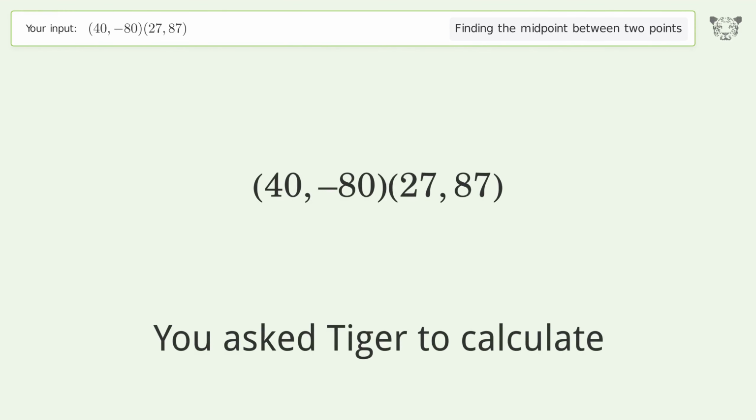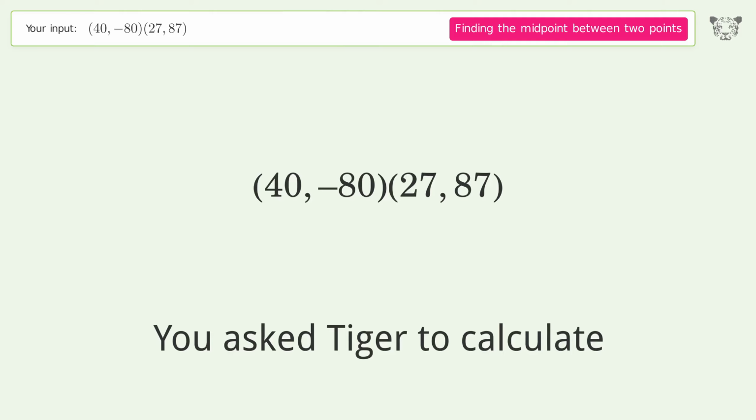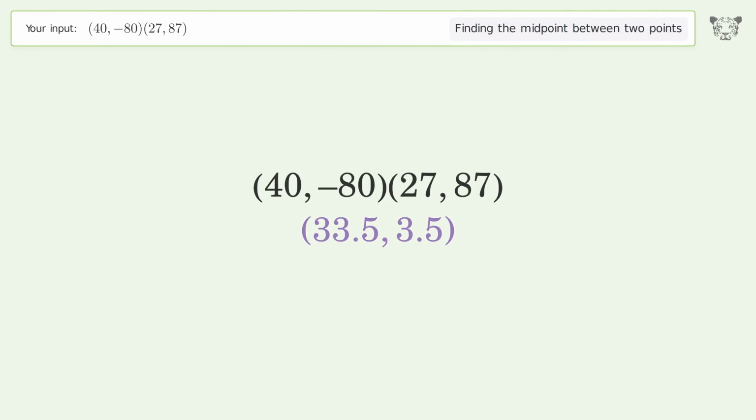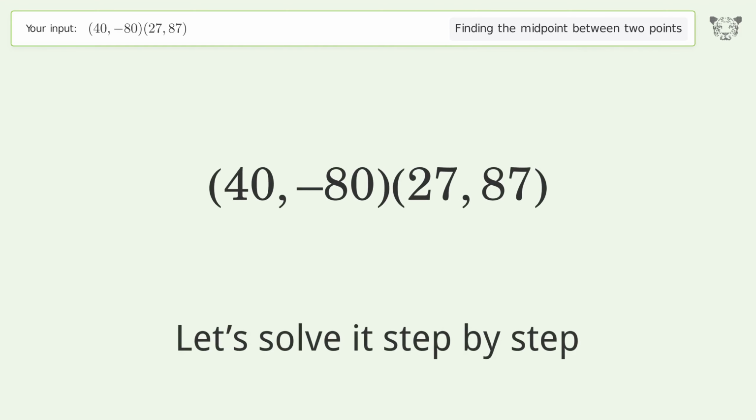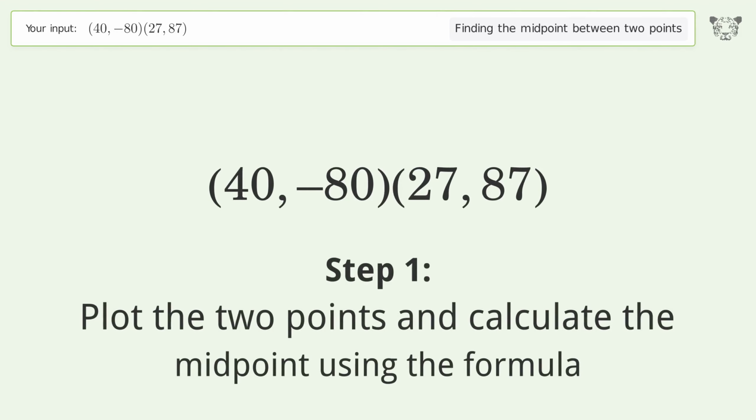You ask to calculate. This deals with finding the midpoint between 2 points. The midpoint between the 2 points is 33.5, 3.5. Let's solve it step by step. Plot the 2 points and calculate the midpoint using the formula.